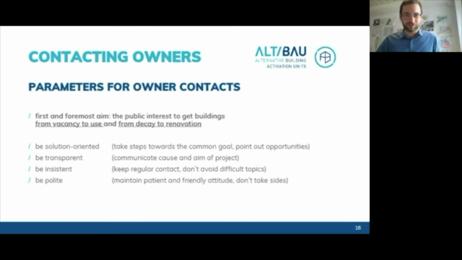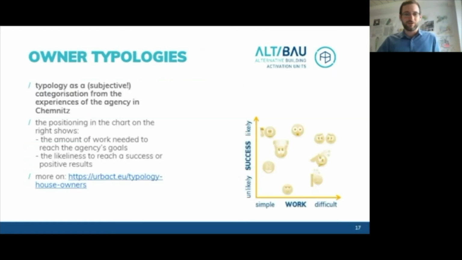To round off this presentation of owners, I want to get into what we call the typology of owners. This is something we've created really to get an understanding of how owners can be characterized and where and how to approach them. So this is a very subjective categorization of our experience here in Chemnitz. In your local situation, it might be different, and I'm not going to present the whole thing, just some glimpses, just some examples on how that works. You can have a look on our URBACT website. We have also produced a short article with a link on that, and it's also in the guidebook.